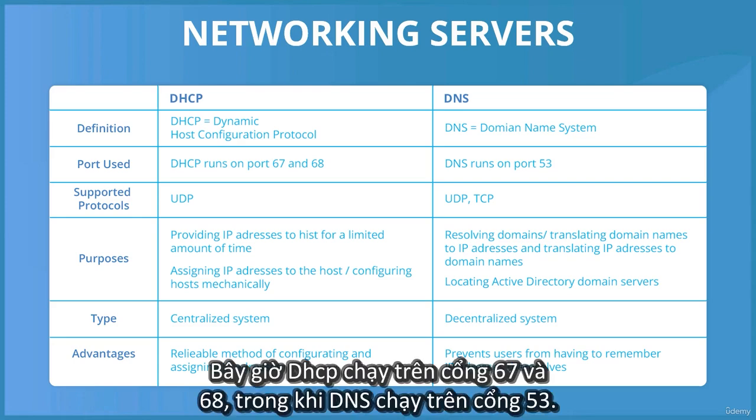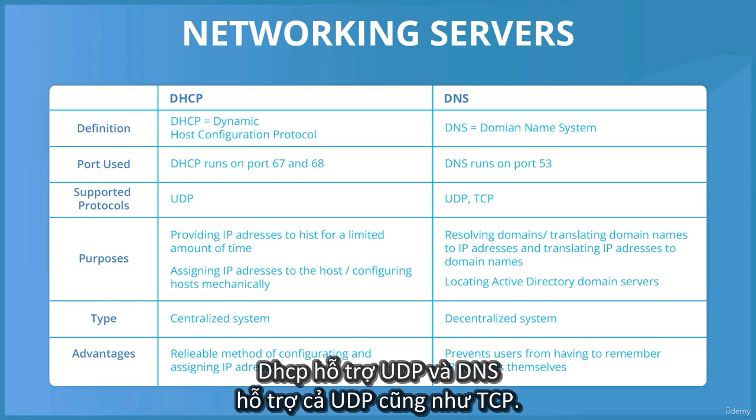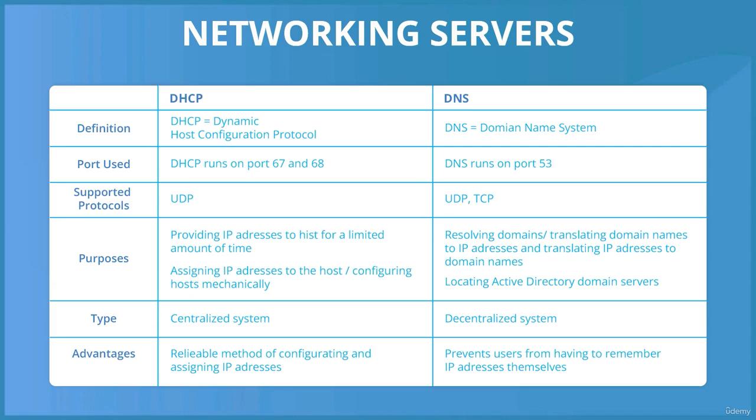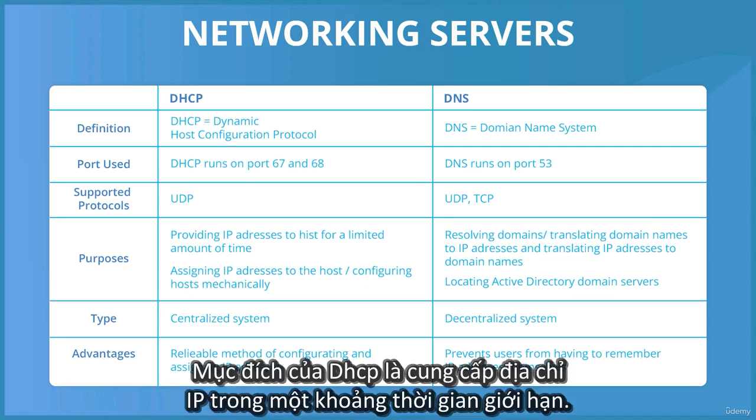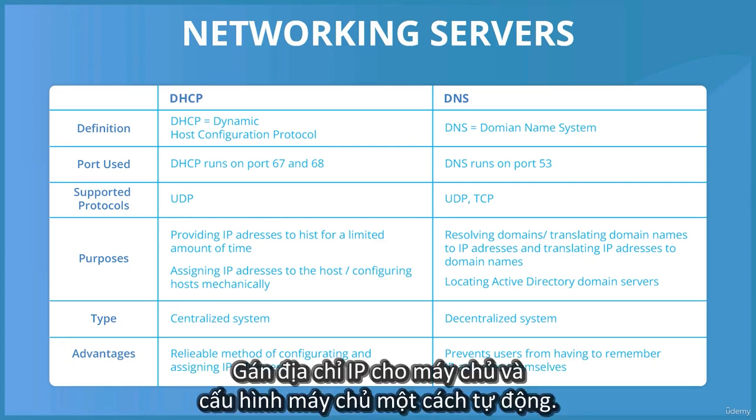Now, DHCP runs on port 67 and 68, whereas DNS runs on port 53. DHCP supports UDP, and DNS supports UDP as well as TCP. The purpose of DHCP? Providing IP addresses for a limited amount of time. Assigning IP addresses to the host and configuring hosts automatically.